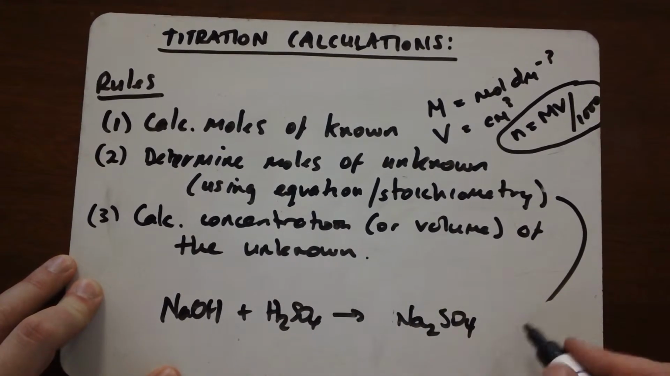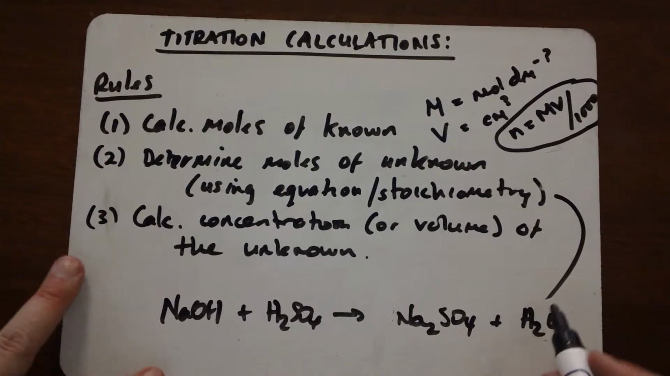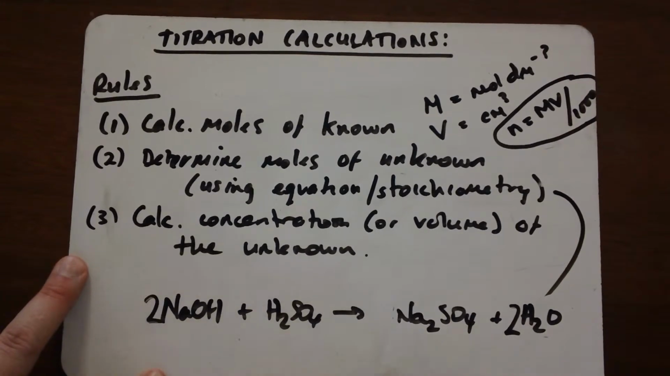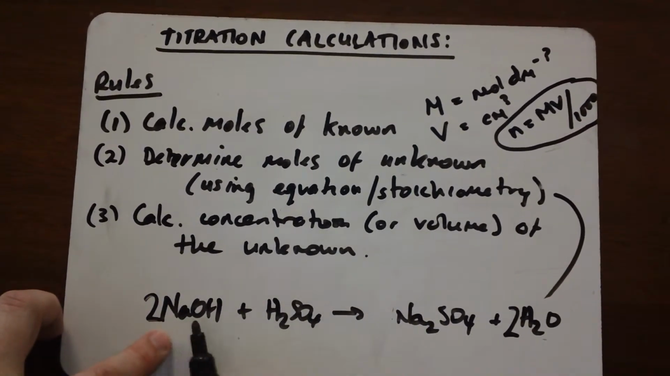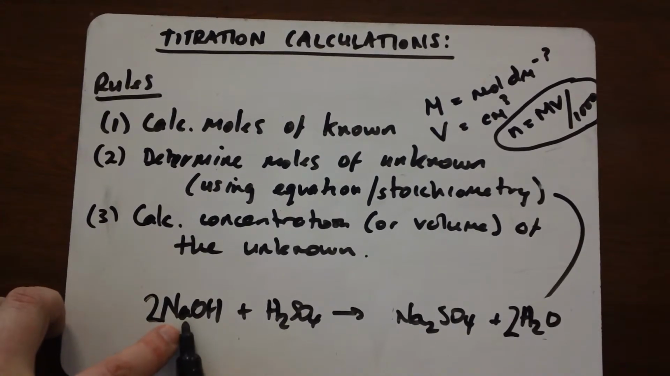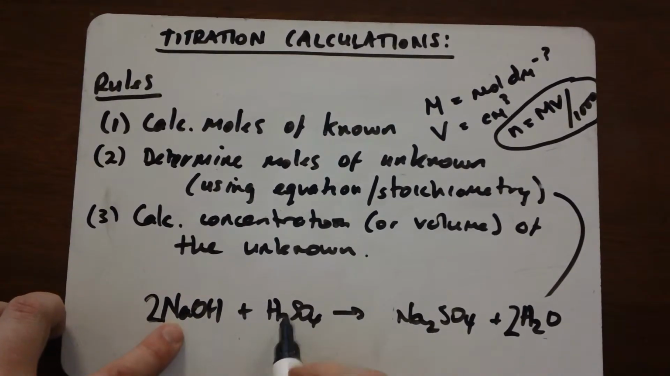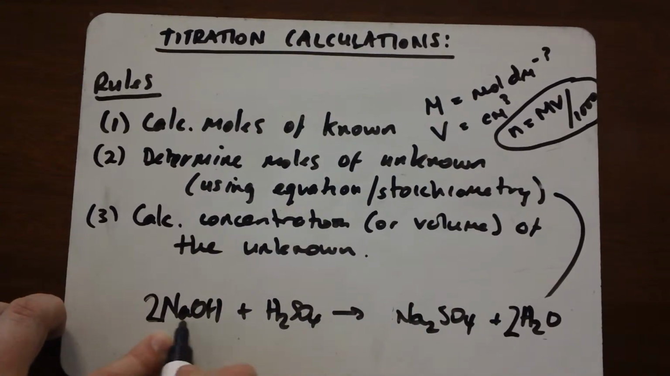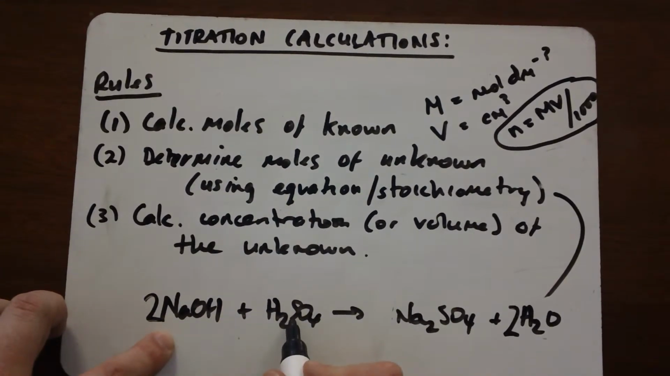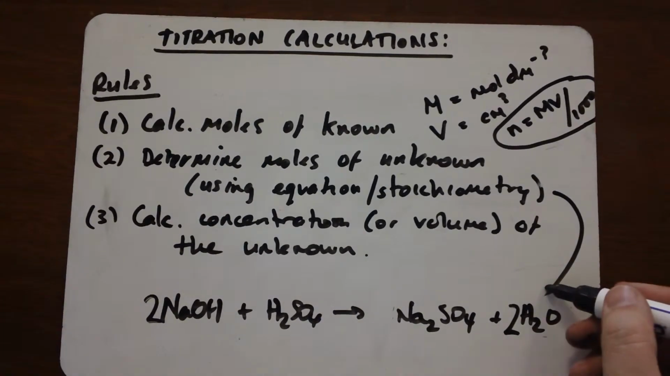Apologies. Let's balance this. Two of them. That's better. What we can do is, if we work out the number of moles required of this, we know that for every 2 moles of this, we only require 1 mole of this. So whatever value we get from number 1 for this one, we will only need half of the number of moles for this one. A bit of practice, you'll come to understand that and be able to do that.